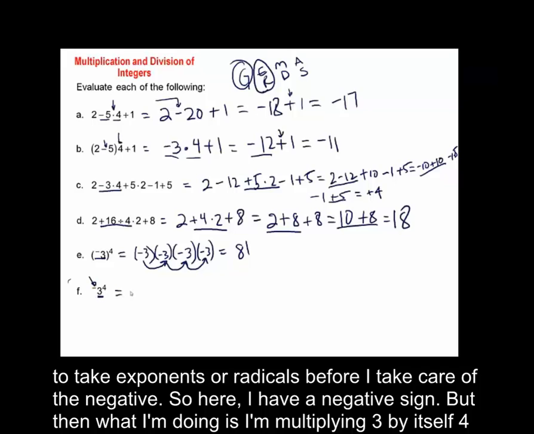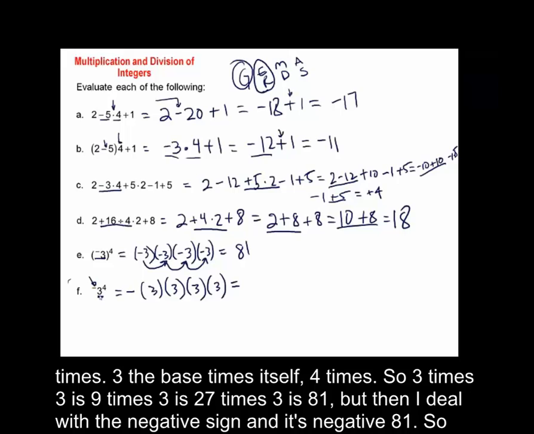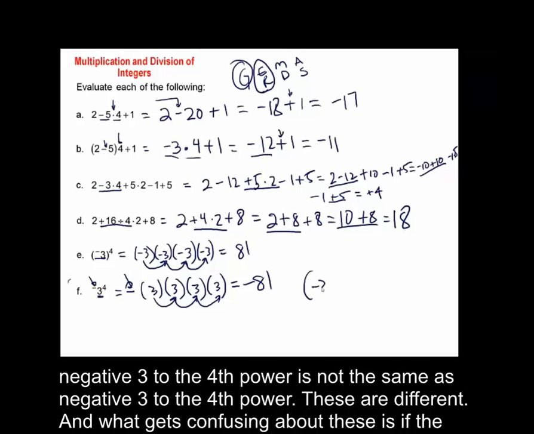So here, I have a negative sign, but then what I'm doing is I'm multiplying 3 by itself 4 times. 3, the base, times itself 4 times. So 3 times 3 is 9, times 3 is 27, times 3 is 81. But then I deal with that negative sign, and it's negative 81. So negative 3 to the 4th power is not the same as negative 3 to the 4th power.